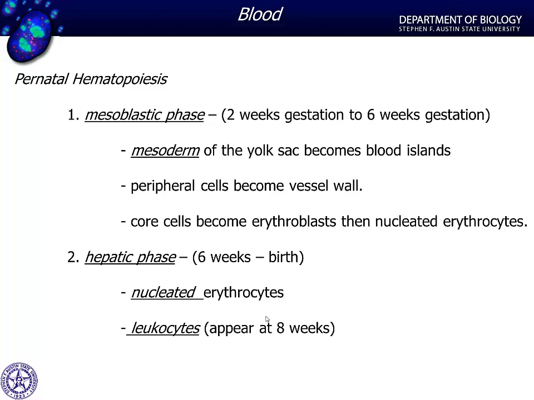Now, from 6 weeks to birth, we enter into the hepatic phase, where we're going to be using the liver as the location where we produce our blood cells. Now, early on, these cells are going to be nucleated, our red blood cells. And they're going to be formed first in the liver, but then we're going to start forming the white blood cells a little bit later, about 8 weeks after fertilization, during this hepatic stage.